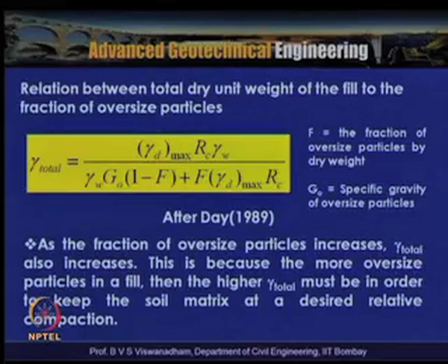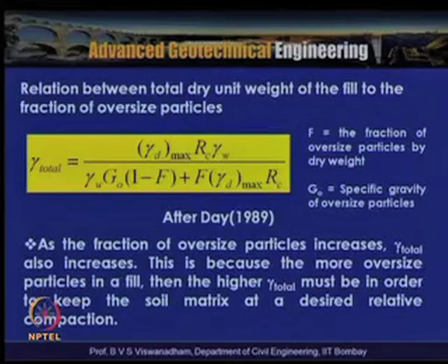The relationship between the total dry unit weight of the fill and the fraction of the oversized particles is given here. Gamma total is the total unit weight of the soil matrix, and gamma d max is the maximum dry unit weight of the soil in the laboratory. Rc is the relative compaction, gamma w is the unit weight of water, G naught is the specific gravity of the oversized particles, and f is the gravel fraction. Gamma d max is again the laboratory maximum dry unit weight of the soil.